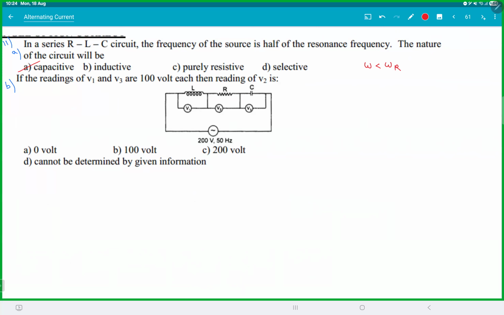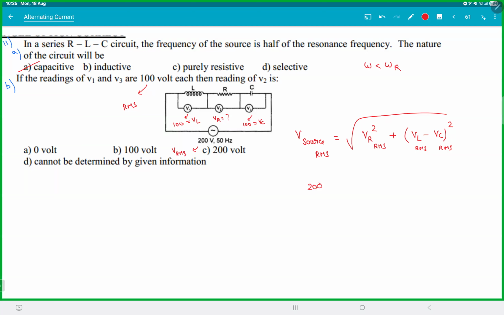What about the second one? What does a voltmeter give you? RMS values. What is the relation of RMS values? V source RMS will be root over VR square RMS plus VL minus VC whole square RMS. This is 100. This is also 100. This is VC and this is VL and VR we don't know. This is also V RMS.